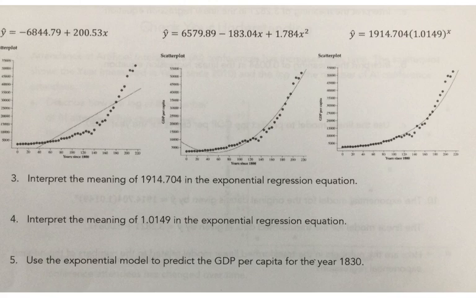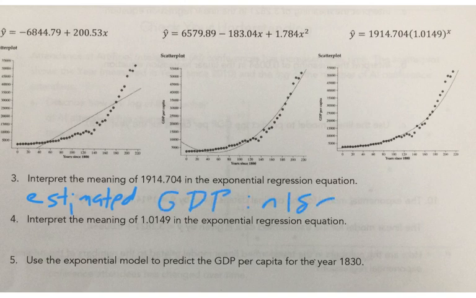That's it. That is an estimated GDP in 1800. Because again, if you think about it, if I plug in 0 for X, X represents how many years after 1800 it is. Plug in 0 for X, this becomes a 1, and 1 times that is just that number. So in 1800, that's what we're estimating the GDP to be.